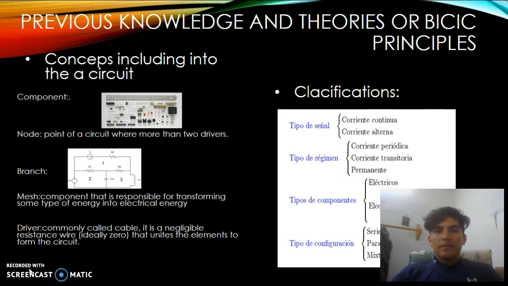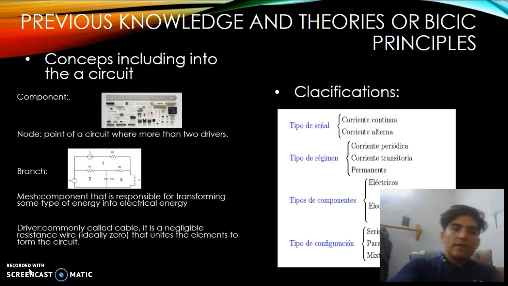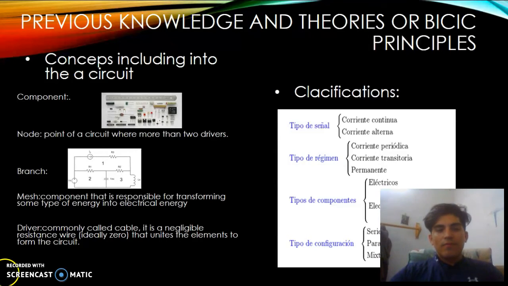Okay, first of all, previous knowledge. What is the previous knowledge and why do I put this first of all? Because we need to know what each part of the circuit is. For example, we have components, nodes, range, mesh, drivers, and classification of the circuit and the parts of the circuit. For example, type of signal, regiments, components, and configurations.